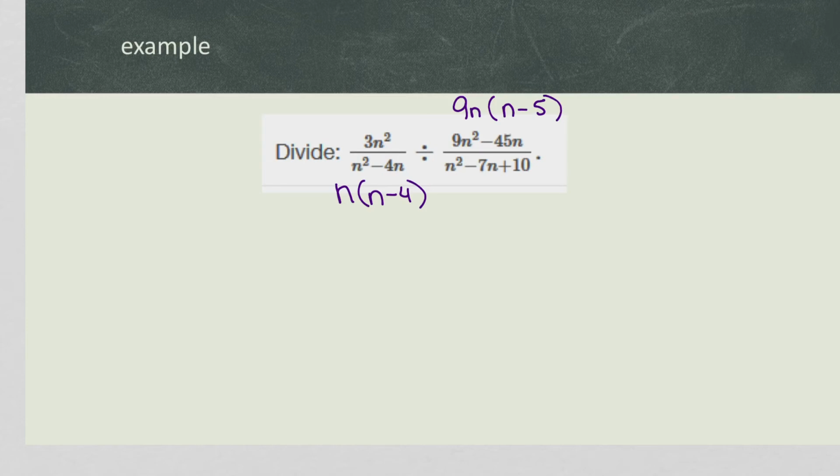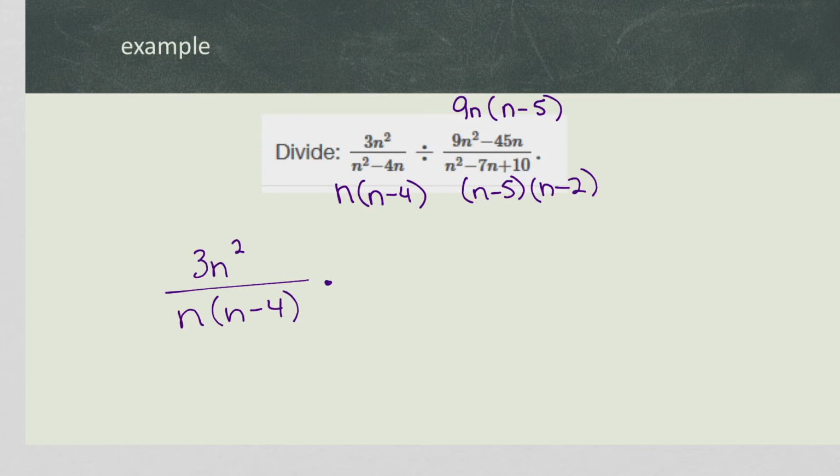Bottom right, denominator right, I would have n minus 5 and n minus 2. All right, now I'm going to keep, change, flip. So I've got 3n squared over n times n minus 4. Change my sign to multiplication. Now I'm flipping n minus 5, n minus 2 over 9n times n minus 5.